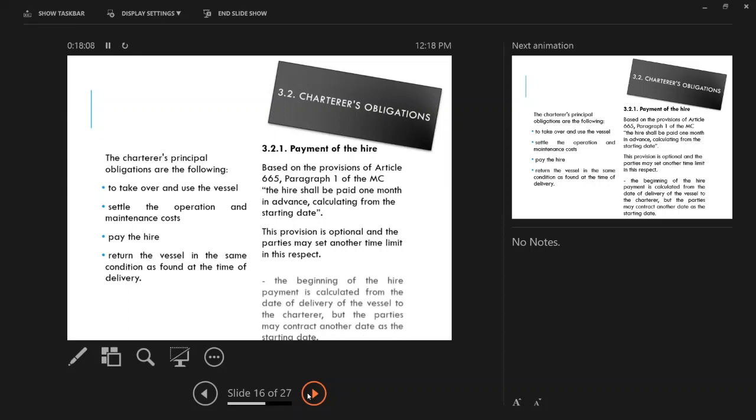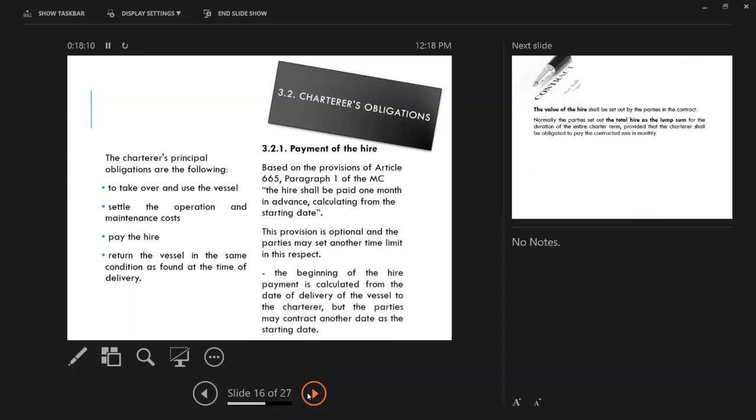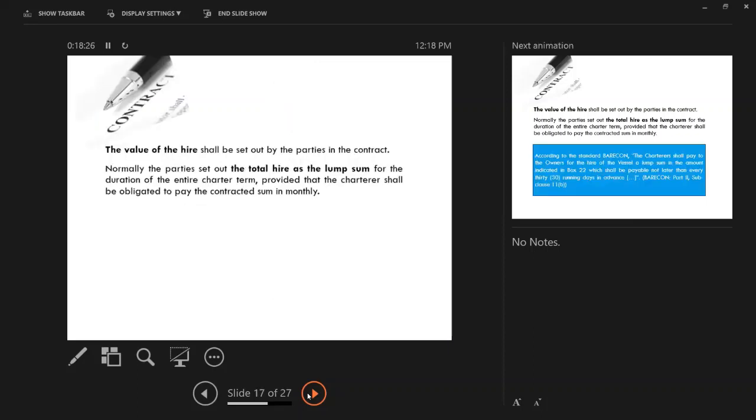According to this clause, the beginning of the hire payment is calculated from the day of delivery of the vessel to the charterer. But of course, the parties may contract another date as the starting date. I mean, this is a contract, so it depends on the parties. Also, the value of hire shall be set out by the parties in the contract.